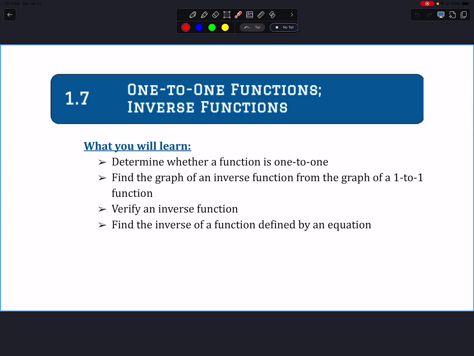So in this section, we'll talk about how to determine whether a function is one-to-one, how to find the graph of an inverse function from the graph of a one-to-one function, how to verify if two functions are inverses, and then find the inverse of a function.